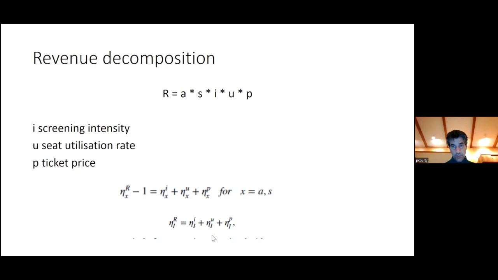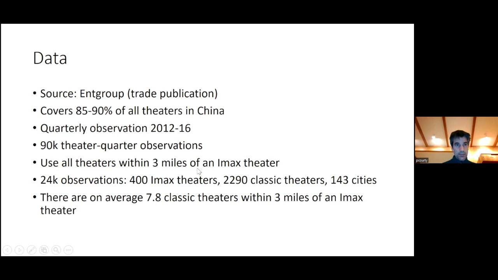So let me jump into the data. The data comes from N Group, it's a trade publication in China. It covers most of the theaters in China. We have quarterly observation.